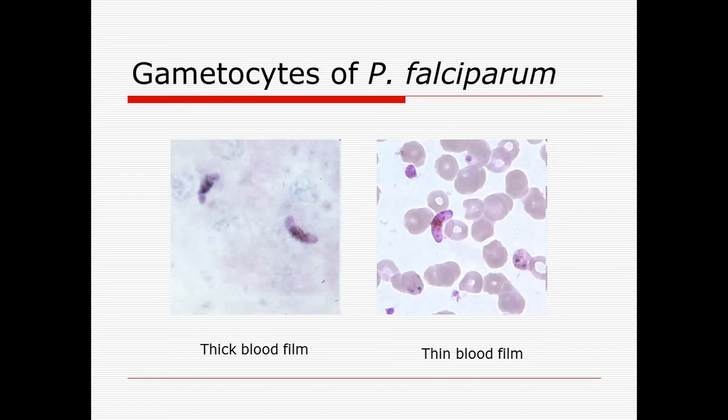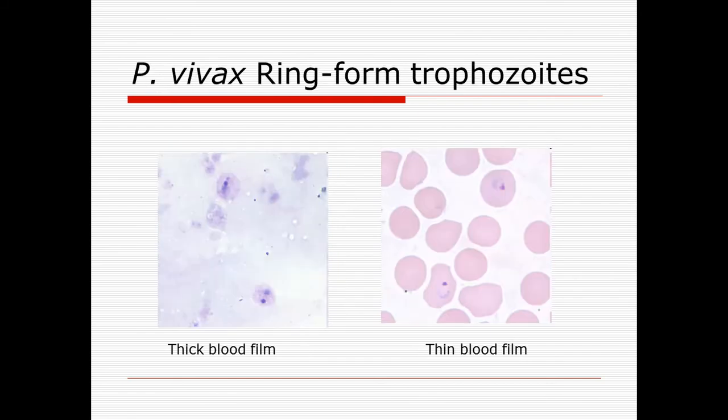Now coming to the gametocytes. Gametocytes are mature form of this parasite. So you can see this banana like structure under thick blood film and also thin blood film. So this can be easily identified under the microscope.